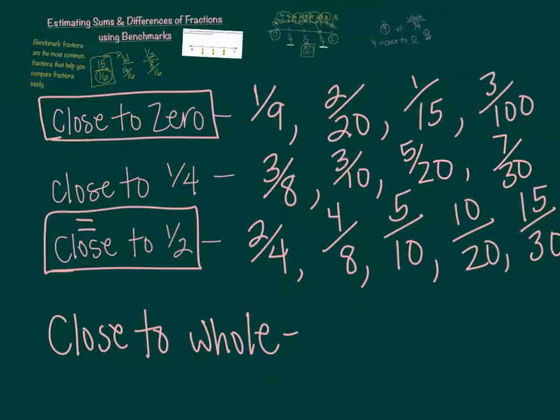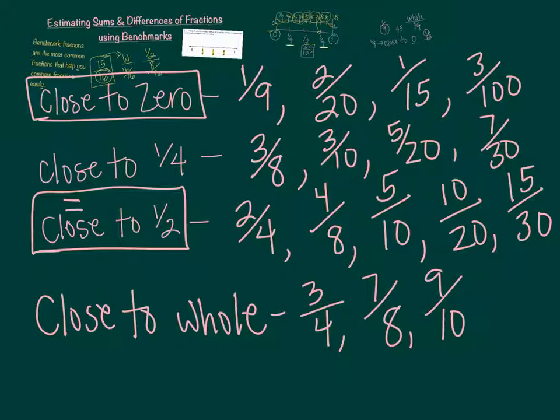These are super easy because close to a whole is almost a whole. So that would be 3/4 as an example, or 7/8. Oh, let's see, 9/10. Or let's see one more, close to a whole. If my denominator is 15, close to 15 would be 14. So 14/15, 9/10, 7/8, and 3/4 are close to one whole.